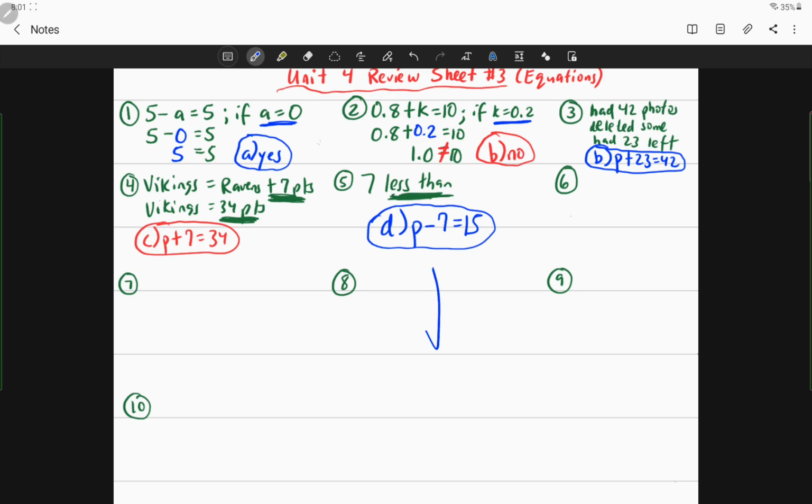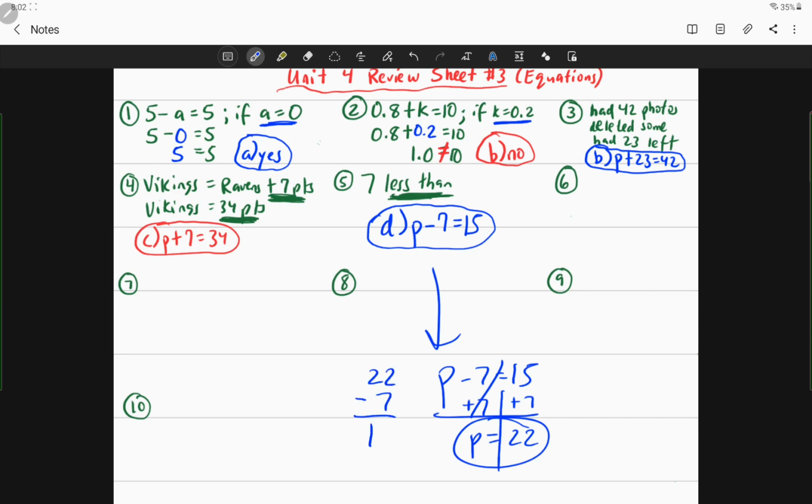And if you want to solve that, which you don't have to, but again, it's good practice just to double check. If we add 7 on both sides, we're going to get P is equal to 22. And if we substitute it into our formula, 22 minus 7 does equal 15. So this works out. And that's our answer for number 5.